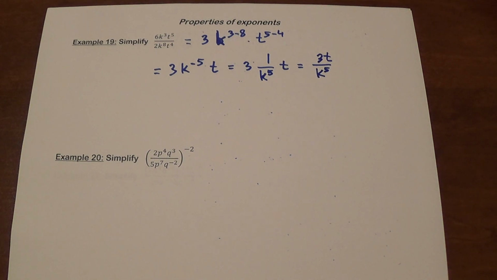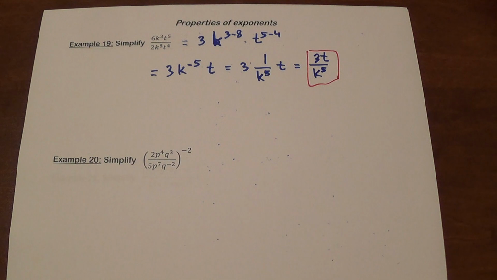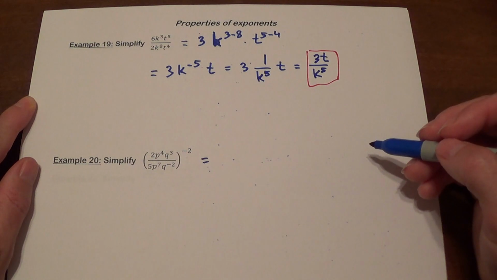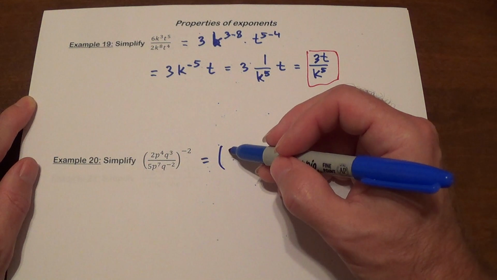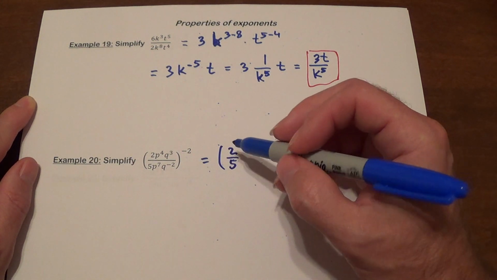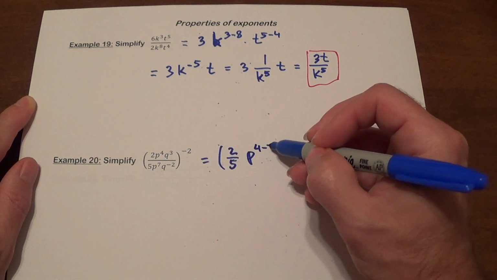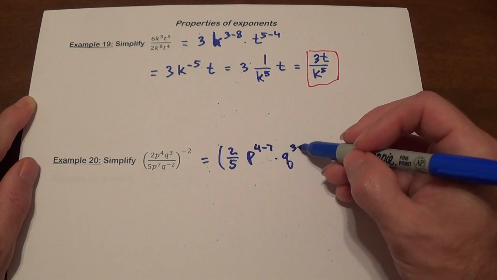For number 20, we saw a problem very similar to that when the negative exponent sits outside and you have a quotient, but you can do some simplifying inside, and that's what I would recommend you do here, because it's going to make things a whole lot easier. So we're not going to touch the negative exponent yet. We're going to get back to it. Let's simplify what's inside. So it's going to be 2 over 5, p to the fourth over p to the seventh, and it's going to be p to the power of 4 minus 7, and q is going to be to the power of 3 minus negative 2.